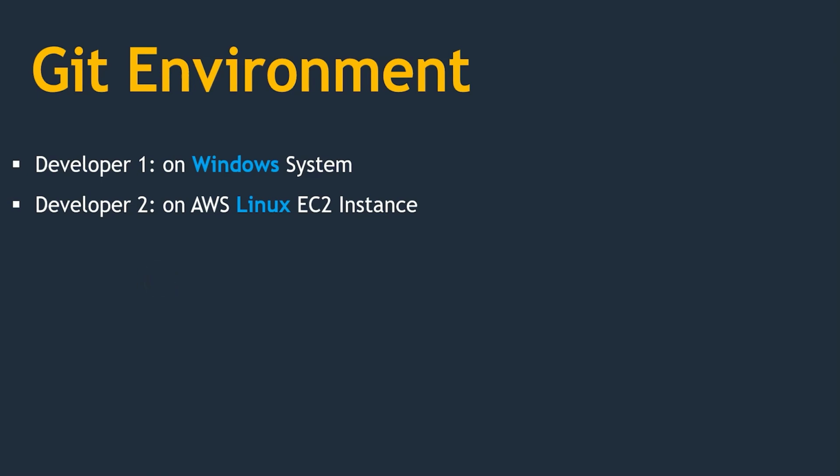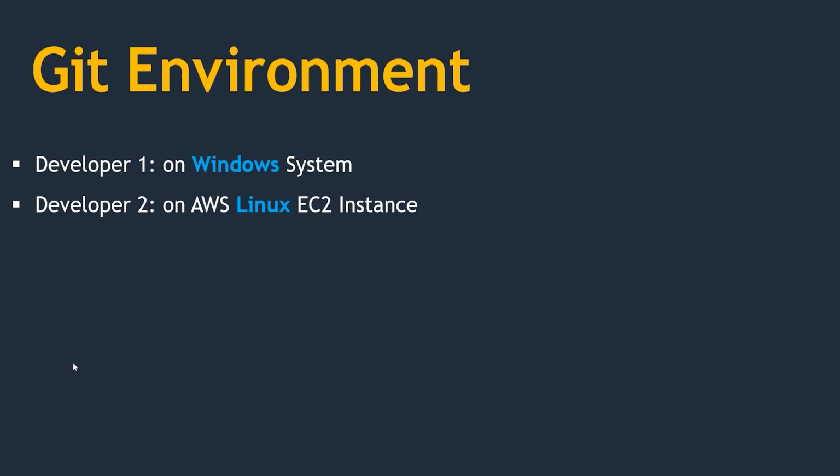Hello guys, welcome back. In the previous lecture, we have seen how to install Git on a Windows system. In this lecture, we are going to see how to install Git on a Linux system. But so far, we have a laptop which runs as a Windows system. We don't have any Linux system, right?